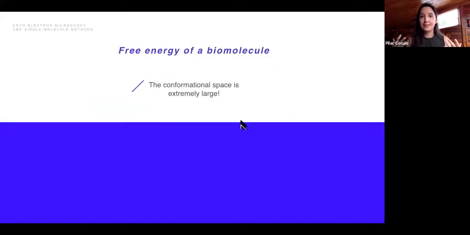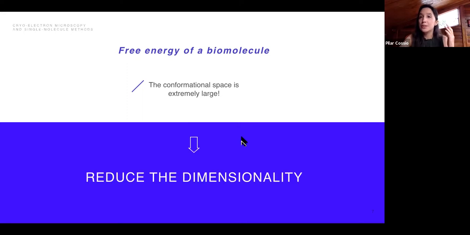One of the challenges of extracting a free energy of a biomolecule is that the conformational space is extremely large. If you have a protein with, say, 10,000 atoms, you have 30,000 degrees of freedom. So one of the key questions to have a comprehensive description of the free energy is to reduce the dimensionality. You reduce your 30,000 dimensional system into something along a couple of dimensions that is human interpretable and that makes sense.